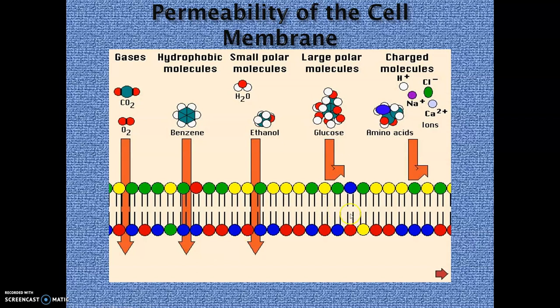Regarding the permeability, there are three categories of molecules. First one is gases, second is hydrophobic molecules, and third one is small polar molecules specifically. These three categories of molecules can pass through the membrane easily. They are permeable. While another two categories, that is the large polar molecules like glucose and amino acids, and the charged molecules like ions, these two categories are impermeable to the membrane.